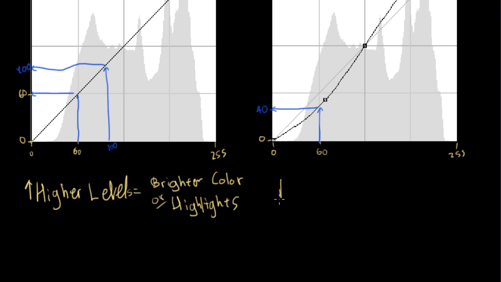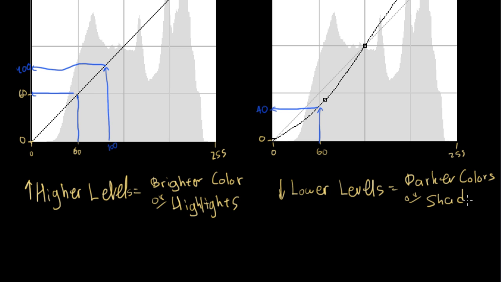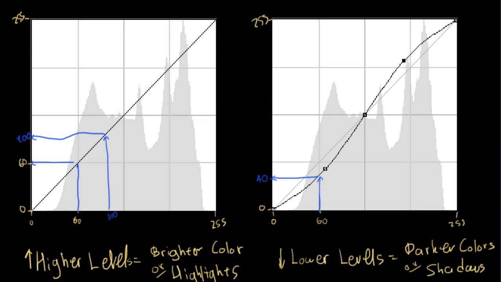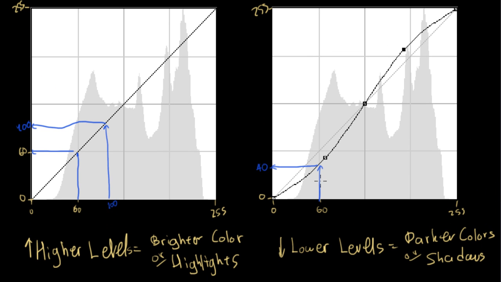Now the lower levels, and let me write this down: lower levels mean darker colors, or more shadows. So what we have right here, as you can see, is we correspond 60 to 40. We correspond this level to a lower level, to 40. So what that did is it made all of the pixels that had a level of 60 a darker level of 40. And I repeated that a couple of times.